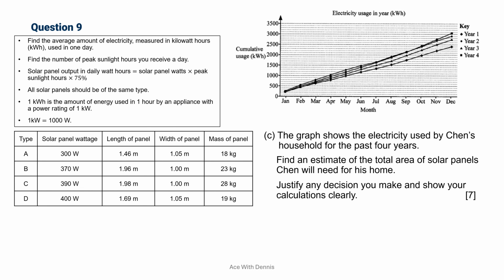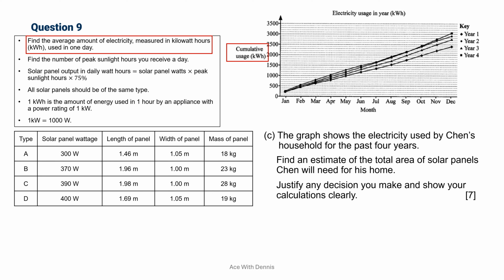7 marks. Okay, so this is a very big question. The marks is very high, 7 marks. So what we need to do is we need to follow the instructions given. First is to find the average amount of electricity measured in kilowatt hours used in one day.